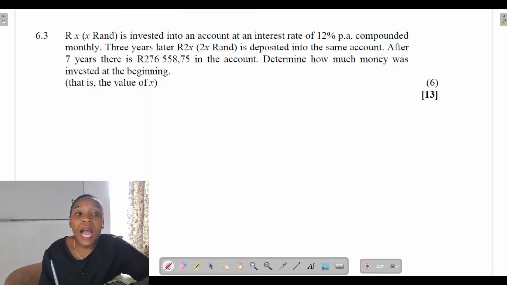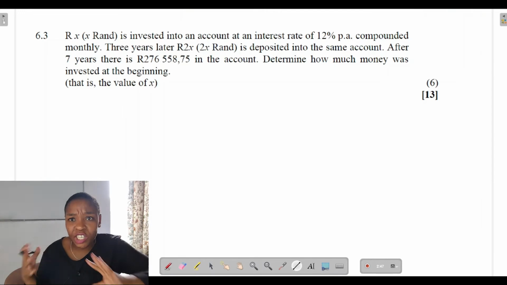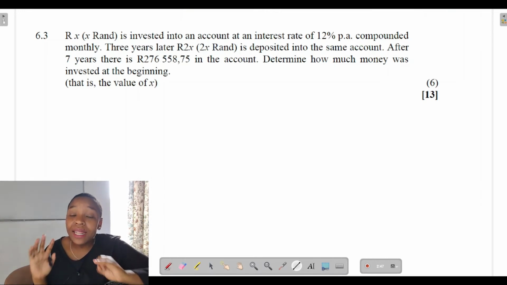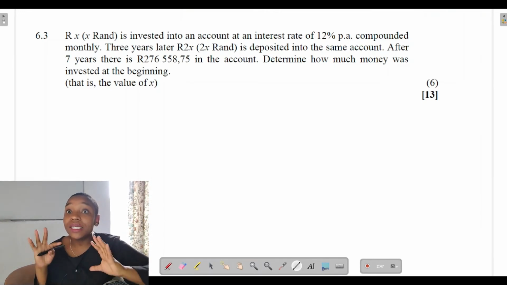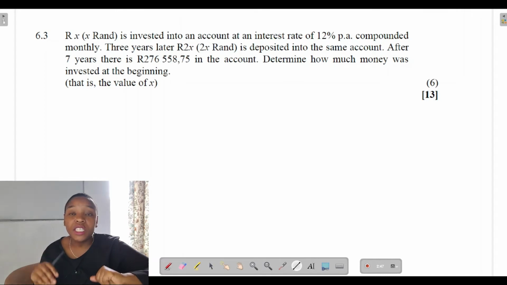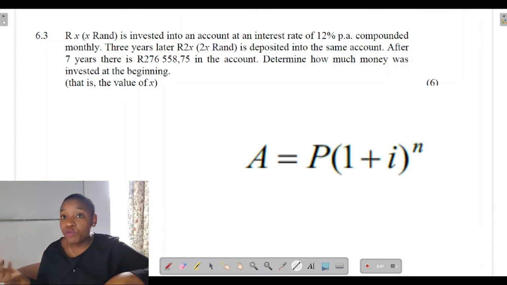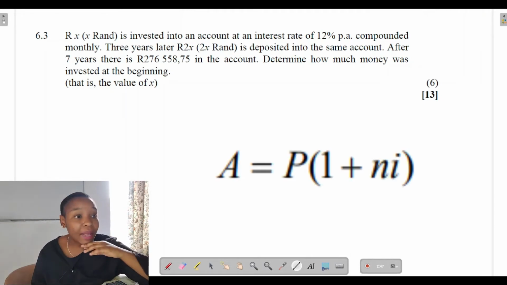We need to determine how much money was invested at the beginning, right? So like I mentioned with this question, guys, we need to use timelines to help us understand what is actually going on here. Another thing we need to decide on before we even get started is what formula we are going to use. Are we going to use the compound interest formula? Are we going to use a simple interest formula?